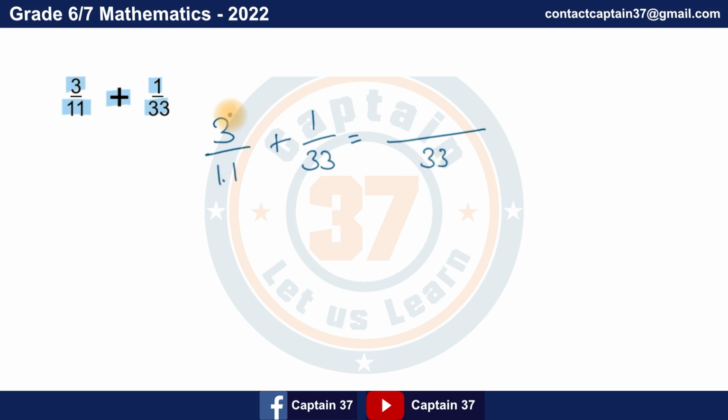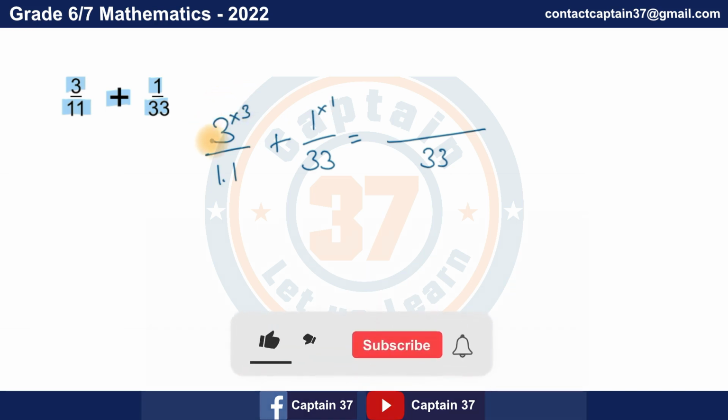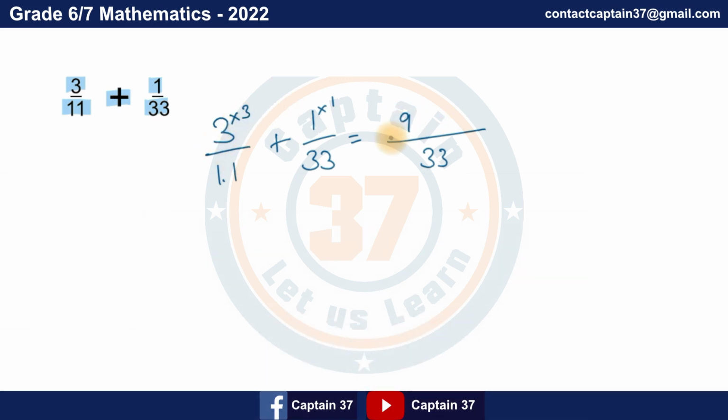That 3, multiply it here. 33 into 33 is 1. 1, multiply there, 1 times 1. We then do the calculation for this one and the calculation for this one. 3 times 3, 9. Plus, here it's 1 times 1, which is 1. This gives us 10 over 33. And this is the answer.